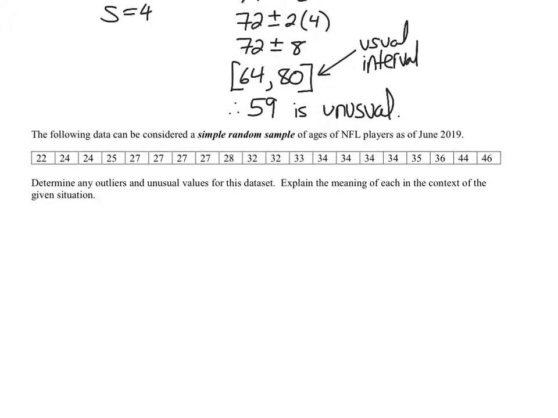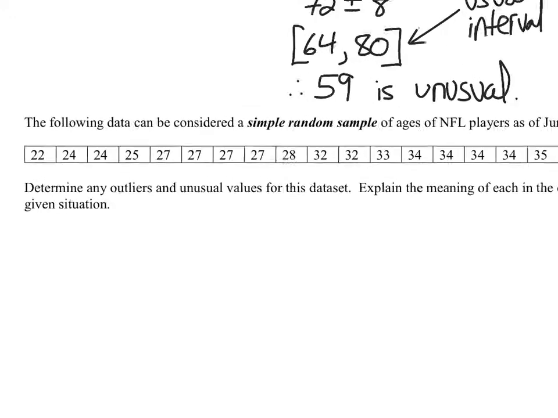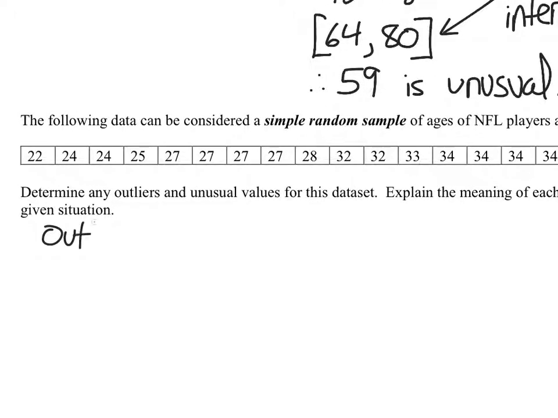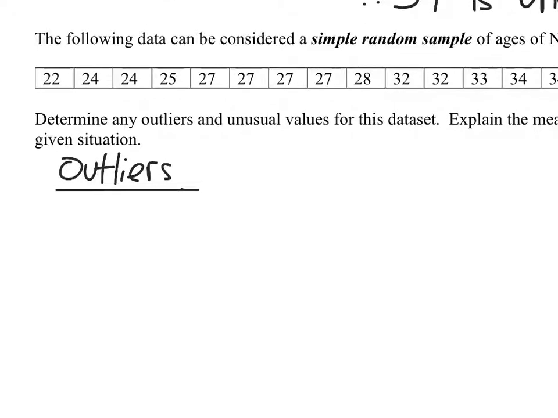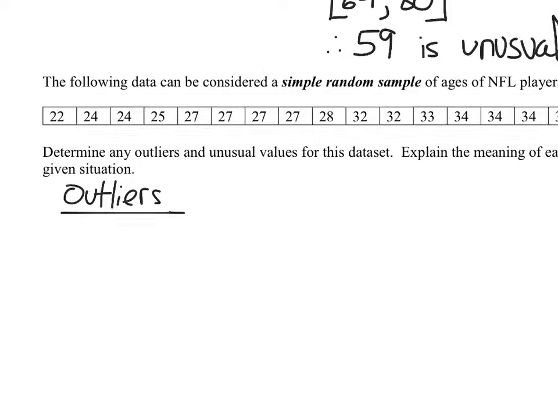All right, so let's start with outliers. Determine any outliers, and explain the meaning in the context. At no point did it say, show how you arrived at the outliers, or show all work, show all calculations. So this question is just asking me to state essentially what the outliers are, to determine what they are numerically. So what do I do?